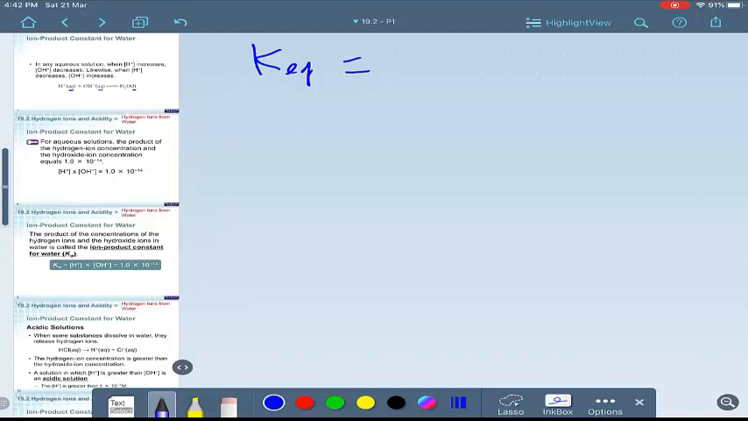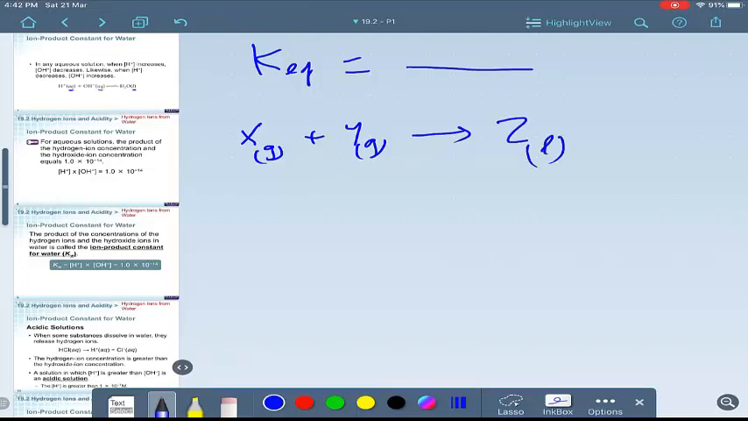If something is liquid or solid, it doesn't affect the equilibrium. It means if you have X, in the case of gas for example, plus Y, gas, also yields Z, liquid. If you want to calculate the equilibrium for this reaction, the product concentration, Z, must be like this.